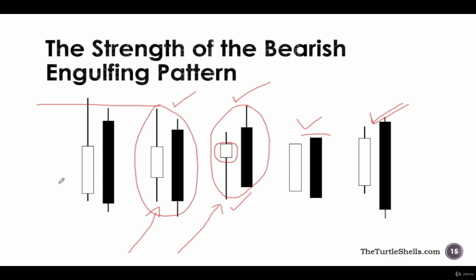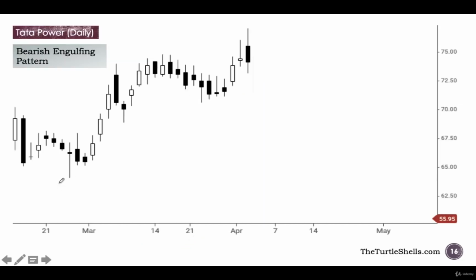So let's have a look at an example. This is a very powerful bearish engulfing pattern because you have a small white real body completely engulfed by a tall black real body. The shadows are irrelevant. It's just that the black real body is engulfing the prior white real body. It's coming after a long uptrend. It is a daily chart of Tata Power.